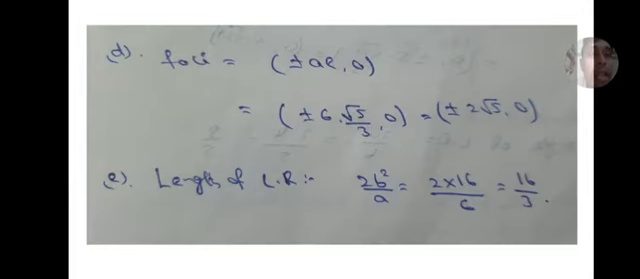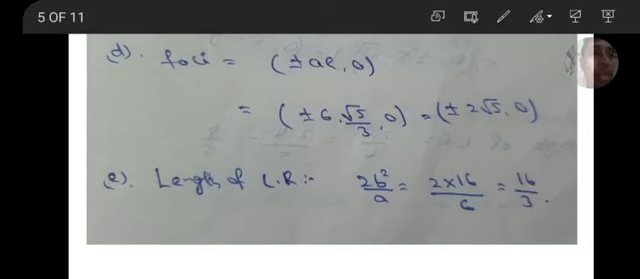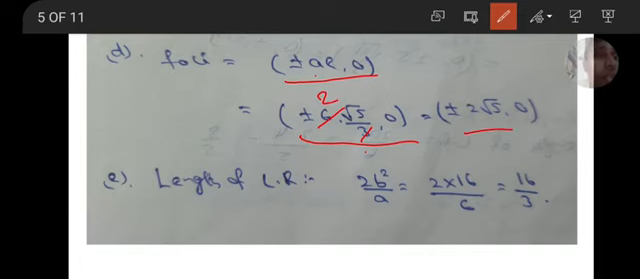Next, the foci. Foci formula is plus or minus ae comma 0. a means 6, e means root 5 by 3. That is plus or minus 6 into root 5 by 3, comma 0. 3 ones are 3, 3 twos are 6, so we get 2 root 5. Plus or minus 2 root 5 comma 0 is the foci, that is plus 2 root 5 comma 0 and minus 2 root 5 comma 0.